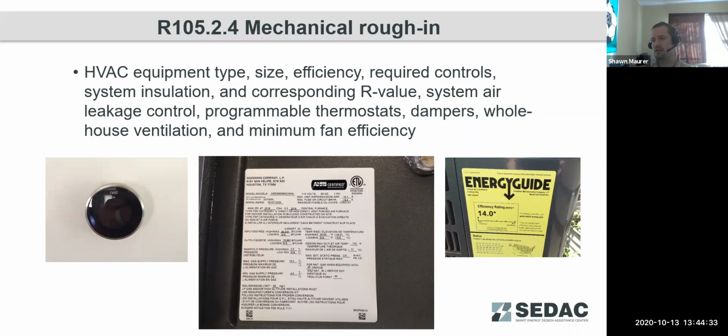The system must meet required efficiency from the code. Controls must be in place and functioning. System has to be insulated properly if you've got ductwork running outside the thermal envelope of the building. Any refrigeration piping also needs to be insulated, as we touched on in the plumbing section. That insulation has to have the proper R value. System air leakage control must be in place, so inspections for duct sealing, that the duct installation has been tested for air leakage, and that report is available.